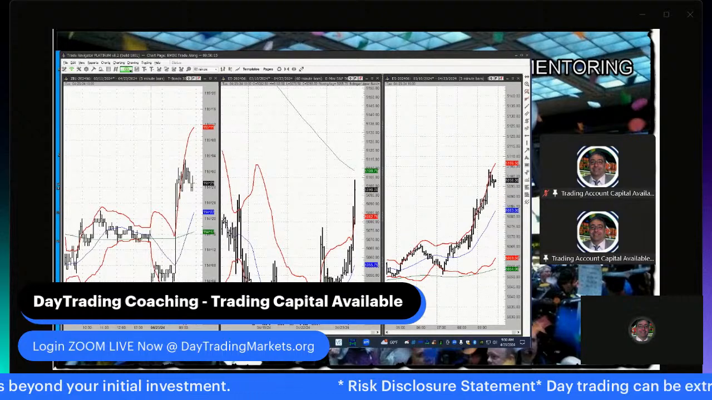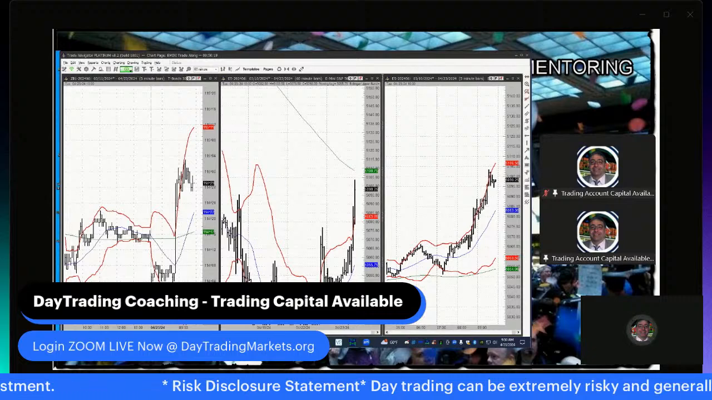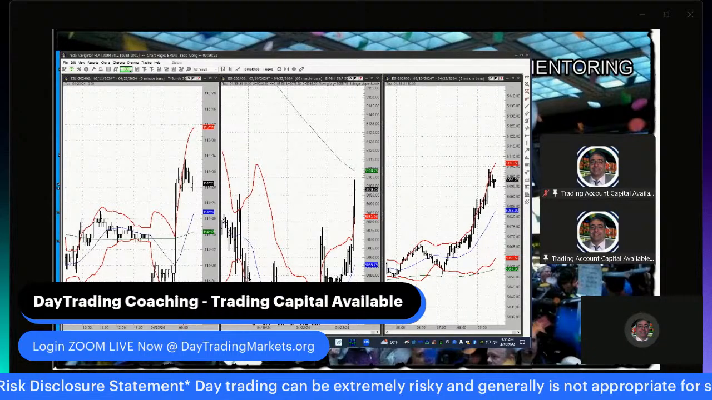We did go down there. We did say there was a little support there. If you were a little aggressive and wanted to get long, that was it. The better support was down at the 84, 85 area.